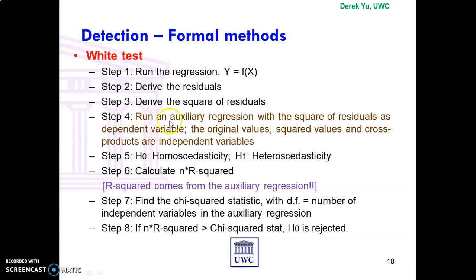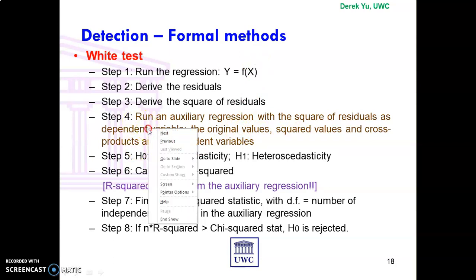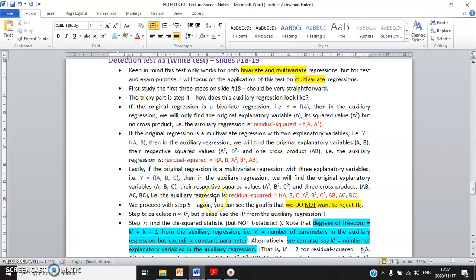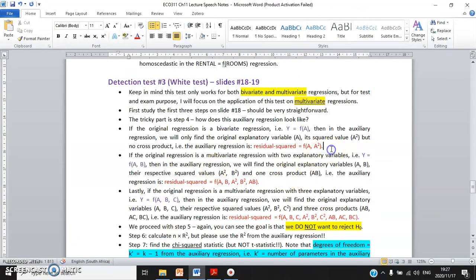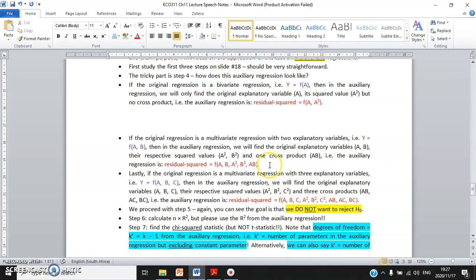And now this is the confusing part. We run another regression, an auxiliary regression, with the square of residuals as the dependent variable, and then regress it on the following independent variables: the original values of explanatory variables, the square values, and the cross products. This is the step that is so confusing, and this is why I explain it clearly in the study guide.